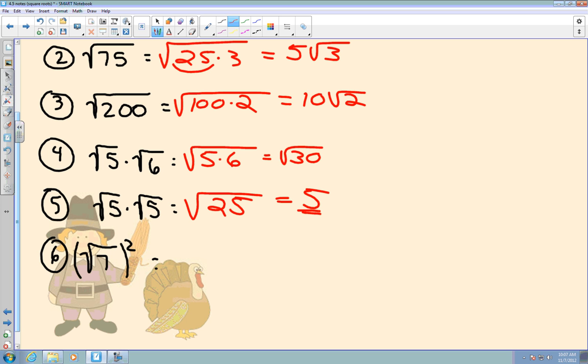Now, if I have root 7 squared, what's that? 7. If I have the square root squared, those two are inverse functions. They cancel each other, and so it's just 7. Okay, the squared and the square root cancel each other. Questions on those? Okay, now we're going to use this property when we talk about our fractions. Okay, next one.